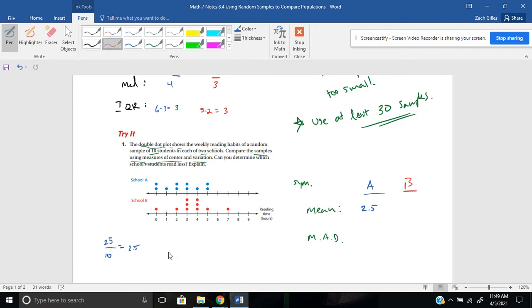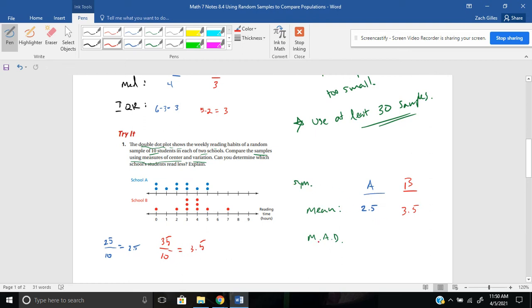And then let's do B as well. Again, I know there were 10 students sampled, so I'm going to divide by 10. And then I'm just going to add up my numbers here. So I have 0 plus 2 plus 3 plus 3 plus 3 plus 4 plus 4 plus 4 plus 5 plus 7 gives me a total of 35. And 35 divided by 10 would be 3.5. So my average reading time in hours for school B is 3.5 hours, whereas the average reading time in hours for school A was only 2.5 hours. Okay, so that's comparing their averages.